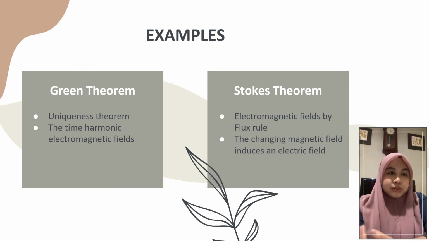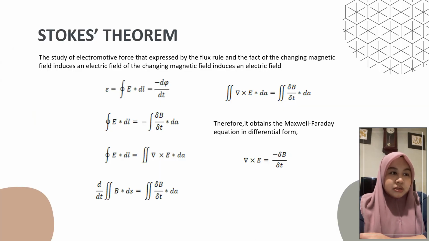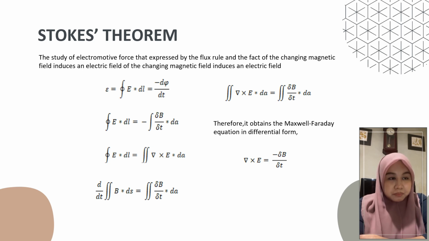For the Stokes theorem, there are some experiments resulting in electromotive force, expressed by the flux rule, and in fact a changing magnetic field induces an electric field. From the equation here, it can be related to the change in B by replacing the change in flux with respect to time. The equation is known as Faraday's law in integral form.